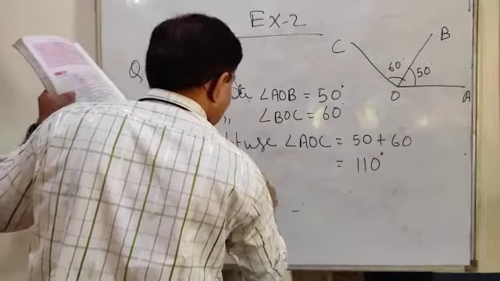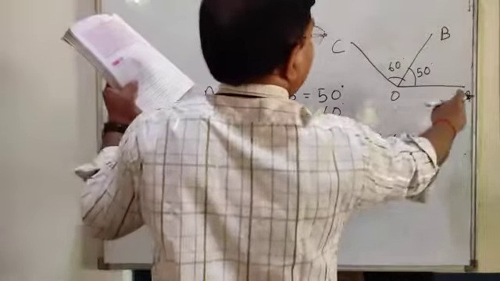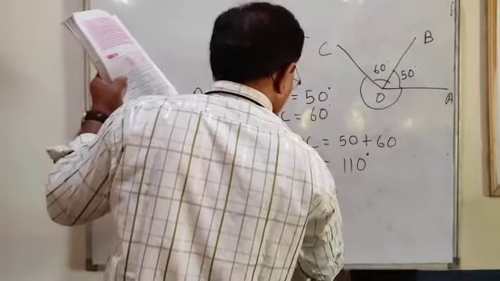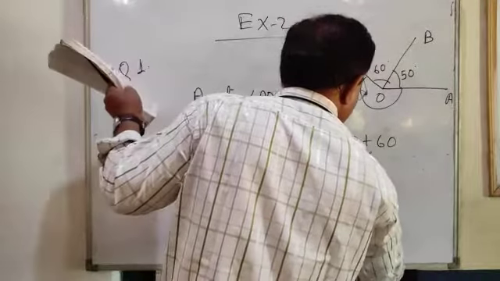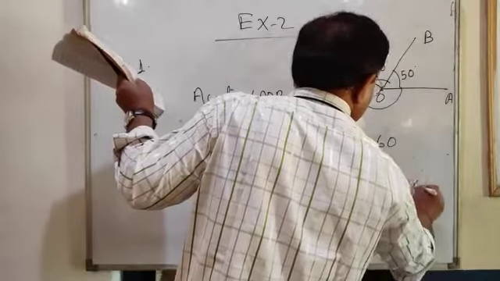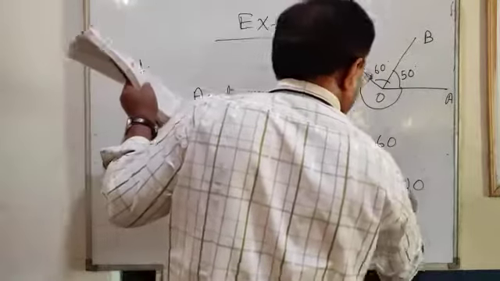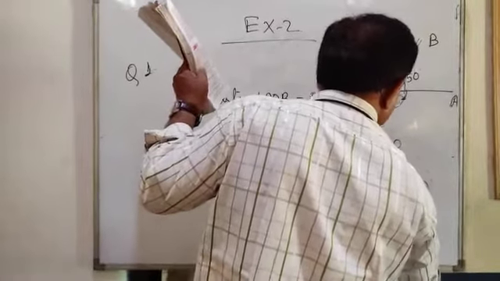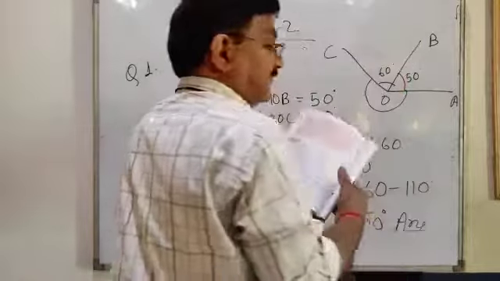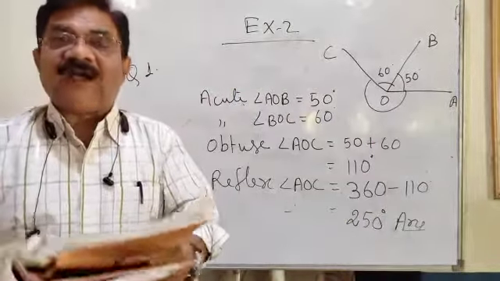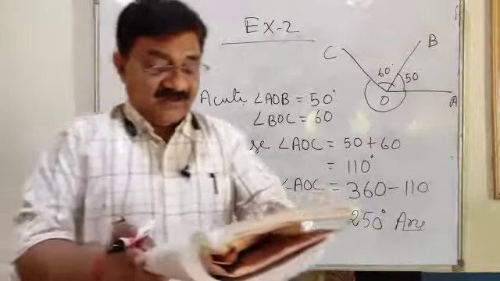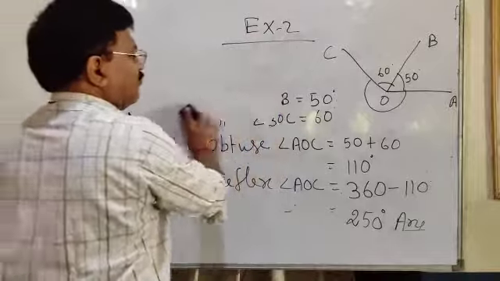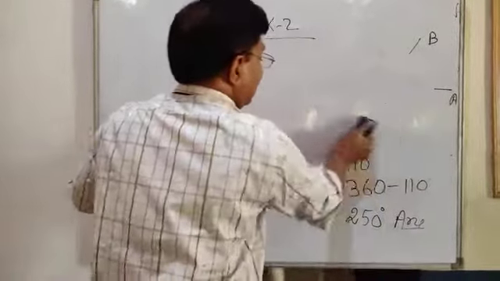Next question, reflex angle. Reflex angle AOC, this side, that will be the reflex angle. AOC subtracted from 360 degrees. So 360 degrees minus 110 degrees is 250 degrees, and that is the answer. Dear children, you can do question number 2. Now next question, question number 2. One I will do, rest you have to do.